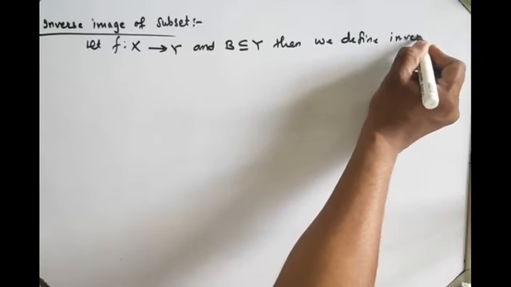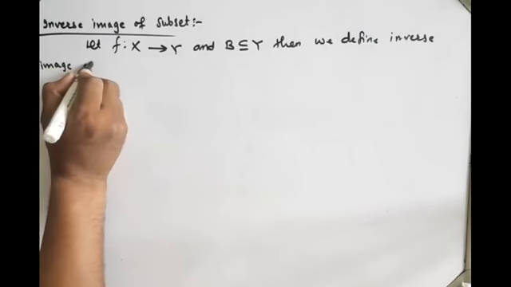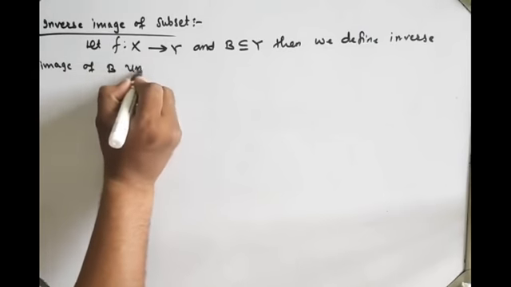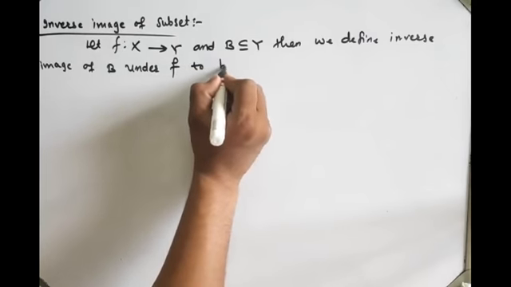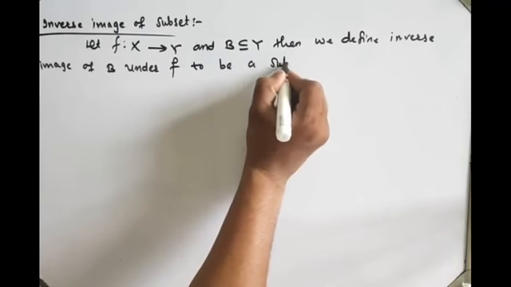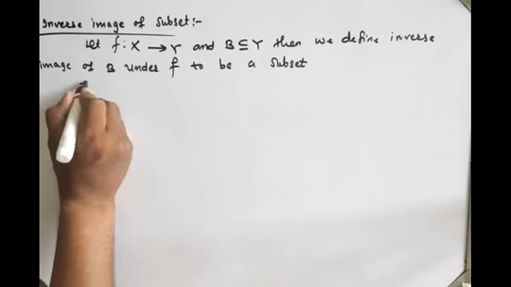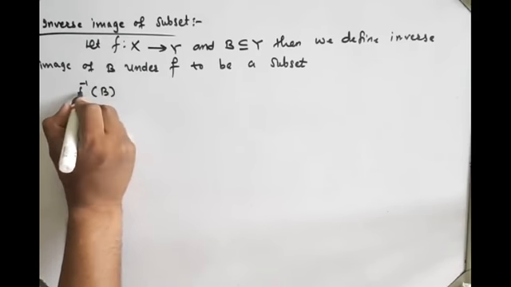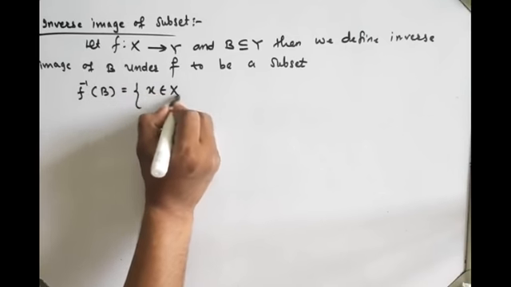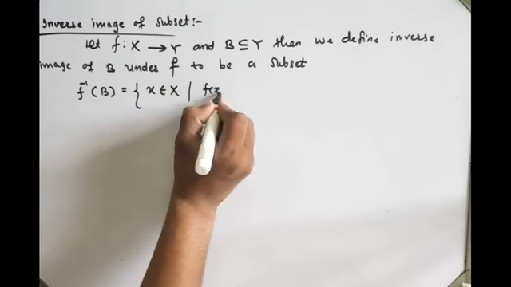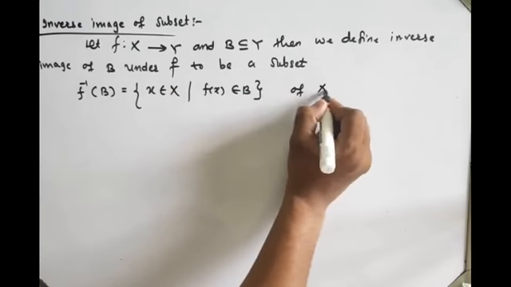the inverse image of B under function f to be a subset, that is f inverse of B. The definition is: f inverse of B is equal to the set of all those x belongs to set X such that f of x belongs to B.